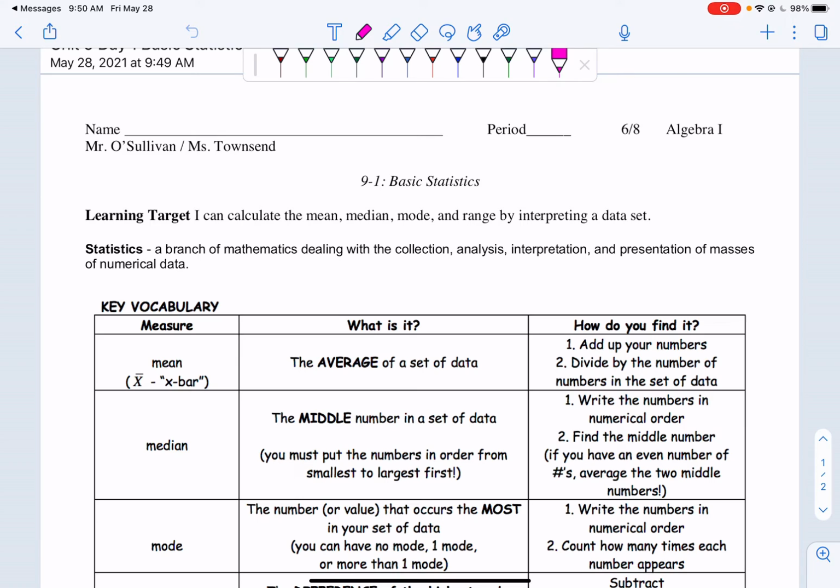Before we go into this information, we need to know what statistics is. Statistics is a branch of math dealing with the collection, analysis, interpretation, and presentation of masses of numerical data.